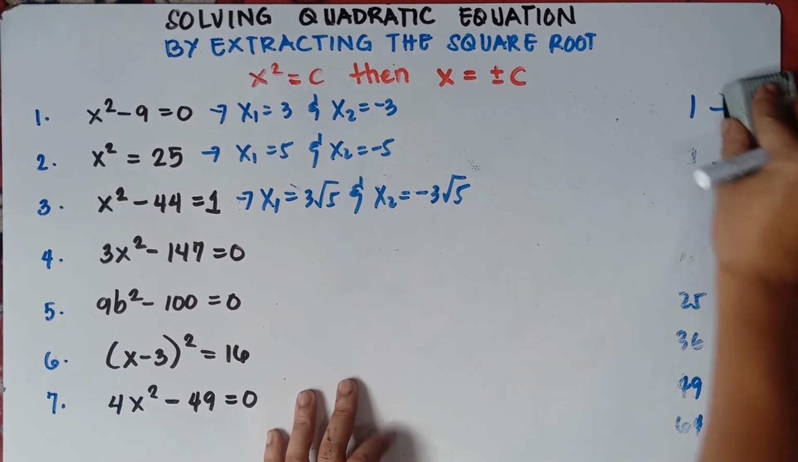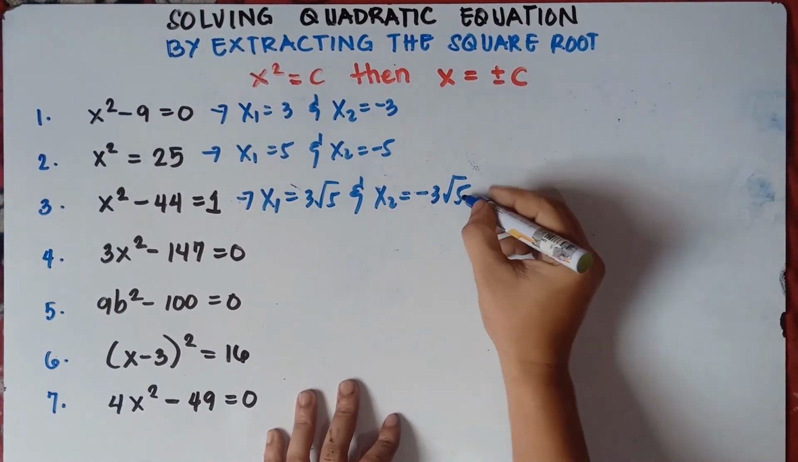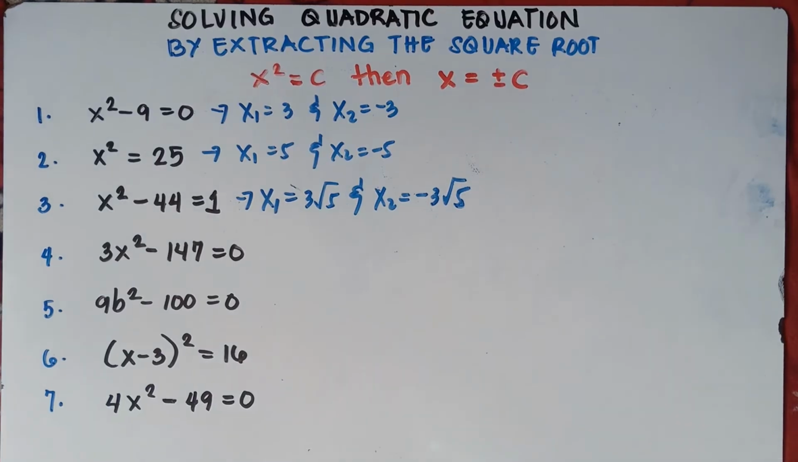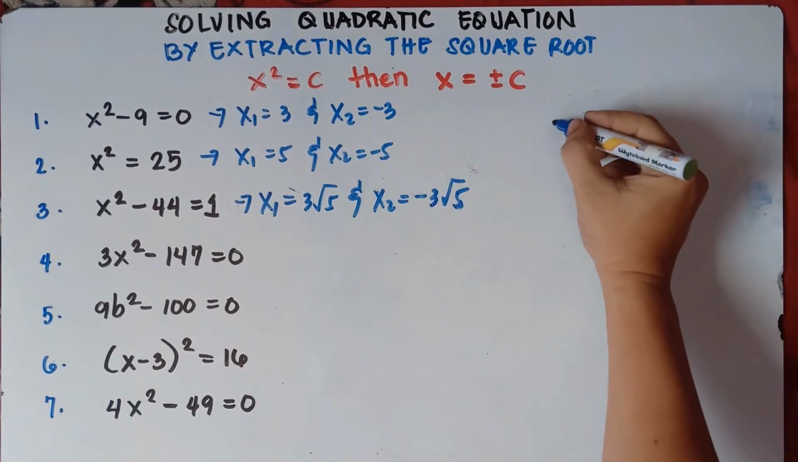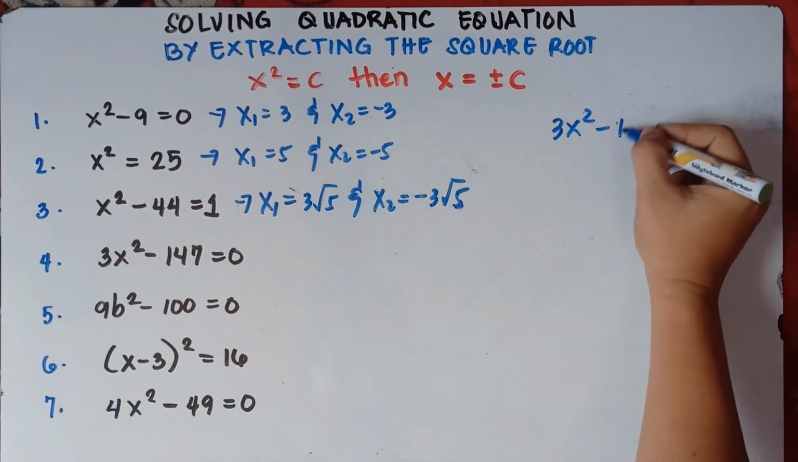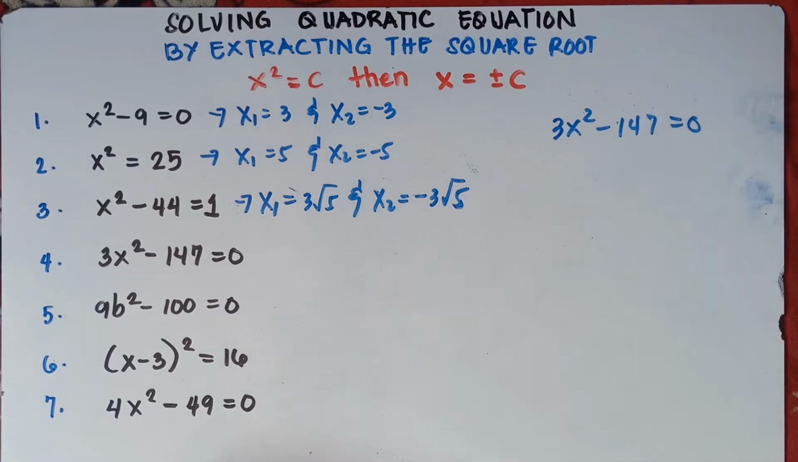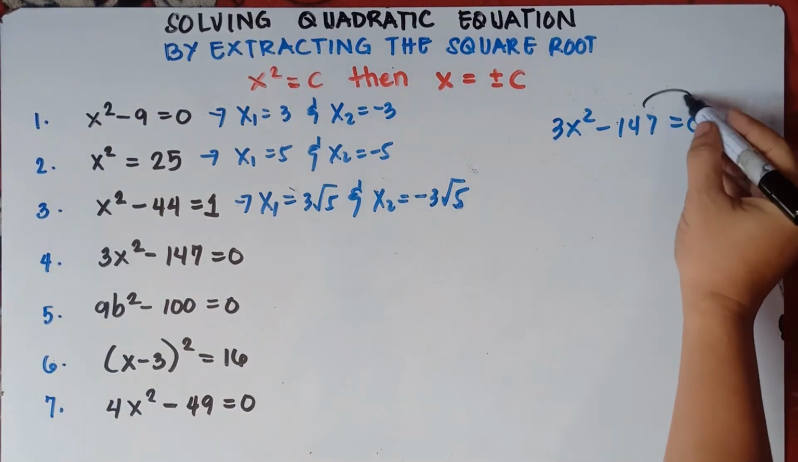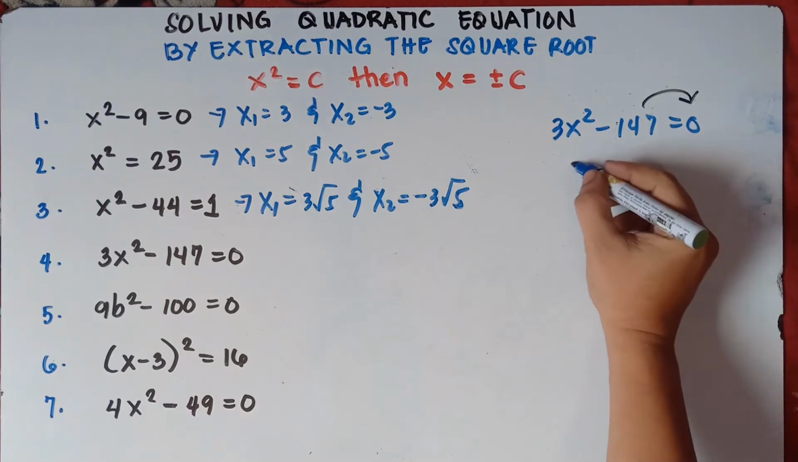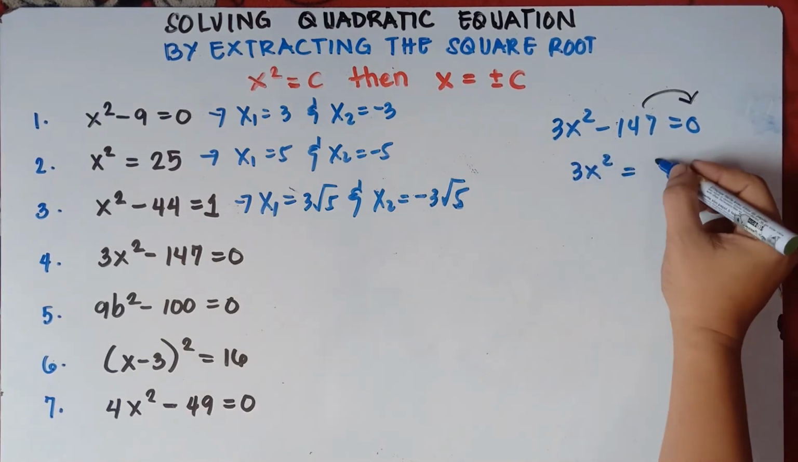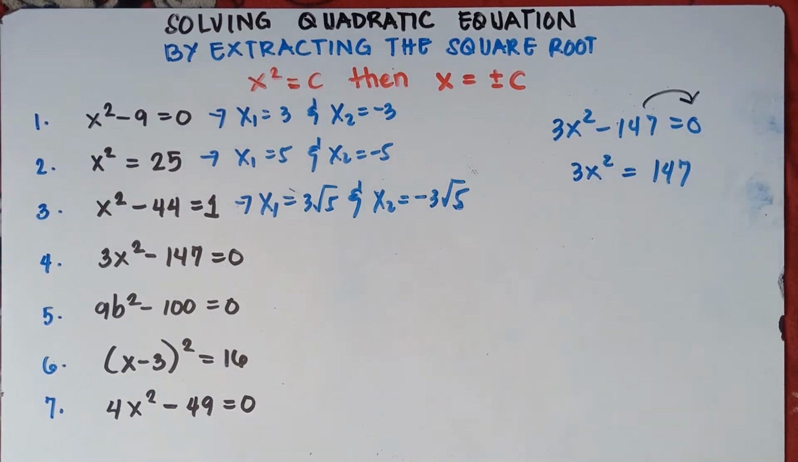So let's try number 4. For number 4, class, you copy the equation 3x squared minus 147 equals 0. First, you transpose 147 from left to right. So this will be 3x squared equals positive 147.